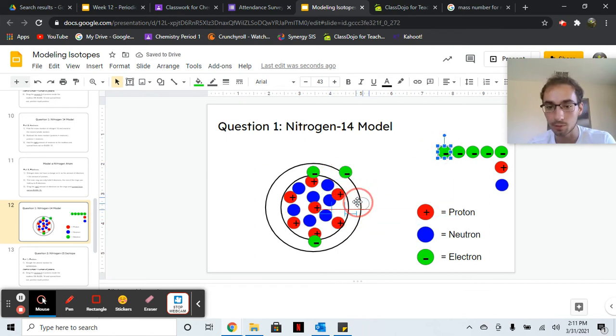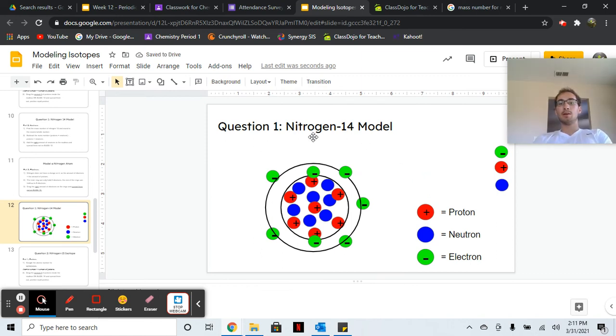Remember, electrons repel each other. I can spread them out better. So when I check this, I'm looking for 7 electrons, 7 protons, 7 neutrons, and then 5 electrons on the outer ring, 2 on the inner ring, or orbital.